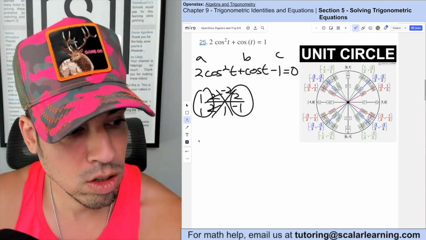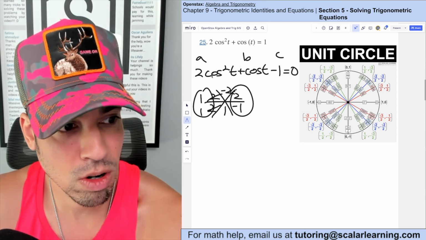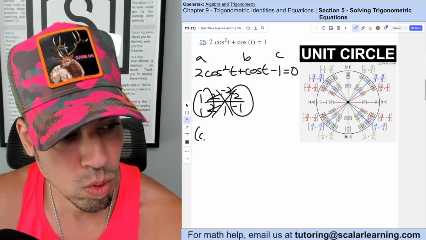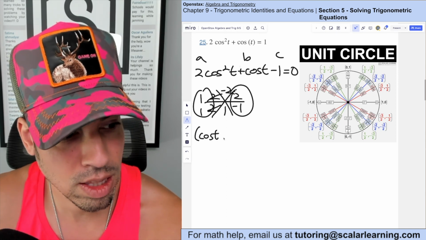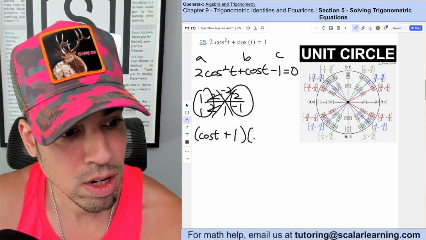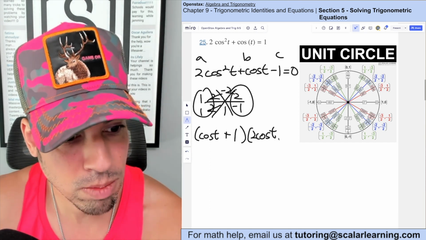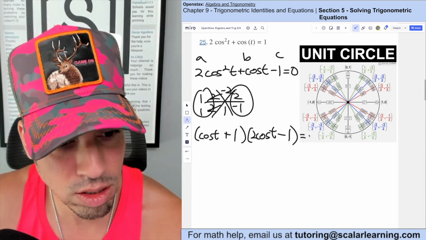So 1 goes with the variable on top, because that's typically what happens, but here our variable is cosine t. So we got 1 cosine of t, and then that's +1, that 1 is a +1. And then over here we have 2 cosine t. Top number goes with the cosine, bottom number is the constant, like this, and then this equals 0.